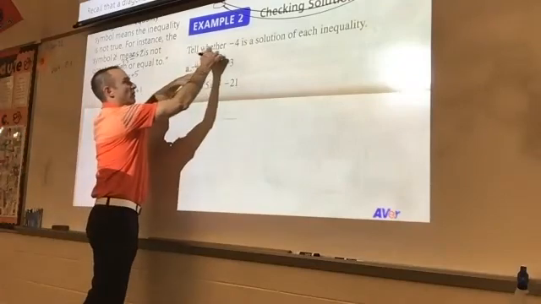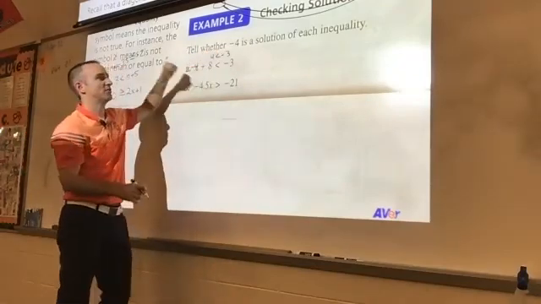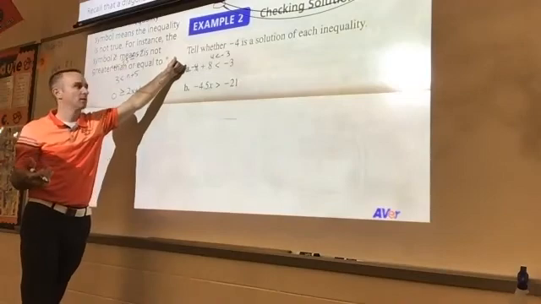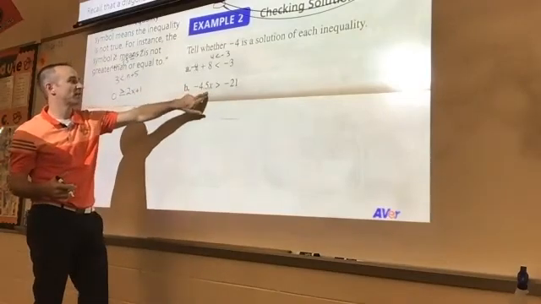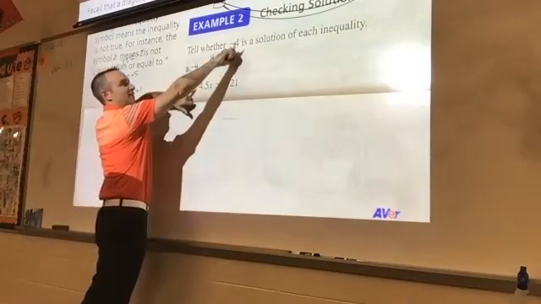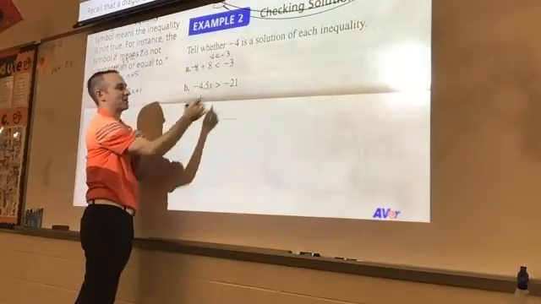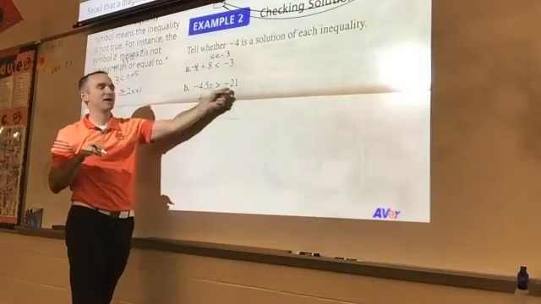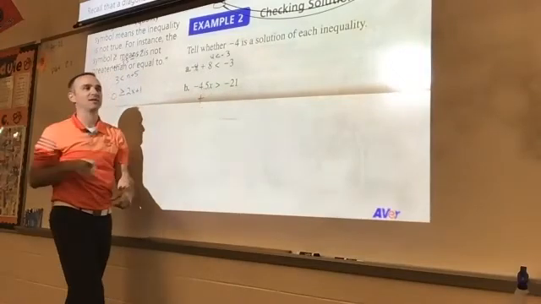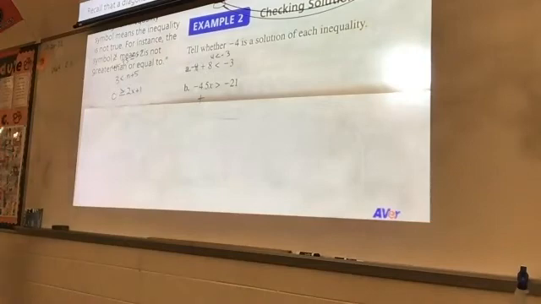Is 4 less than -3? No, so not a solution. Right? We take a -4, we plug it in. What is a negative times a negative? Positive. So even if we don't know the actual number, we know it's going to be a positive something. Is that going to be greater than -21? Yes, great. So our answer is yes. Those are yes or no questions.